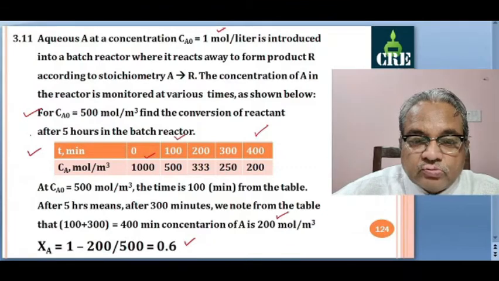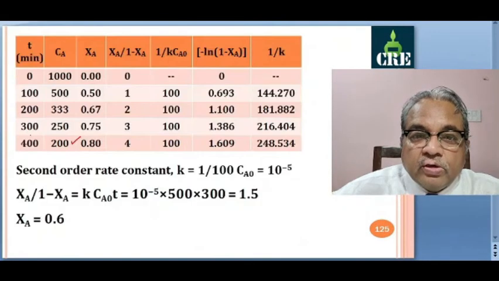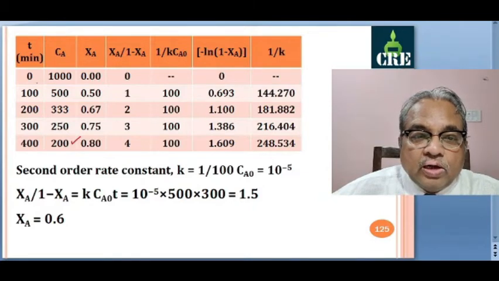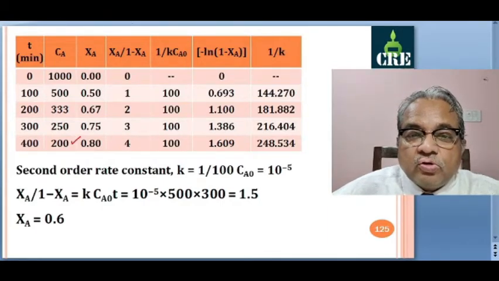So you get this 1 minus 200 by 500. Now I can determine the rate law. So I have these 1, 2, 3, 4, 5 data points. I can calculate from Ca. Xa can be calculated. So we will test for first order and second order. To test for first order, we want minus ln of 1 minus Xa on y axis. To test second order, we want Xa by 1 minus Xa on x axis.